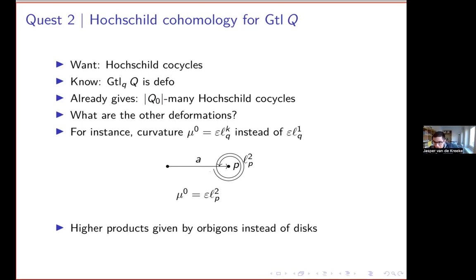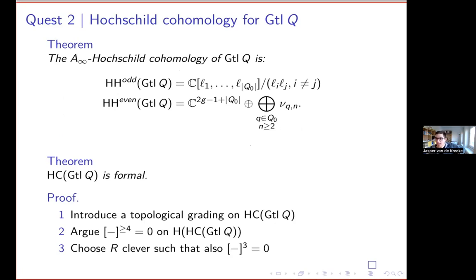So what are the other deformations? For example, at every puncture, at every incident arc, you can allow multiple turns around that puncture instead of only one. And you also need to change the higher products, of course. So higher products will be given by orbifold disks instead of disks. And we were able in my PhD thesis to write down how this works. So you get a full basis of Hochschild cohomology, which looks like this.